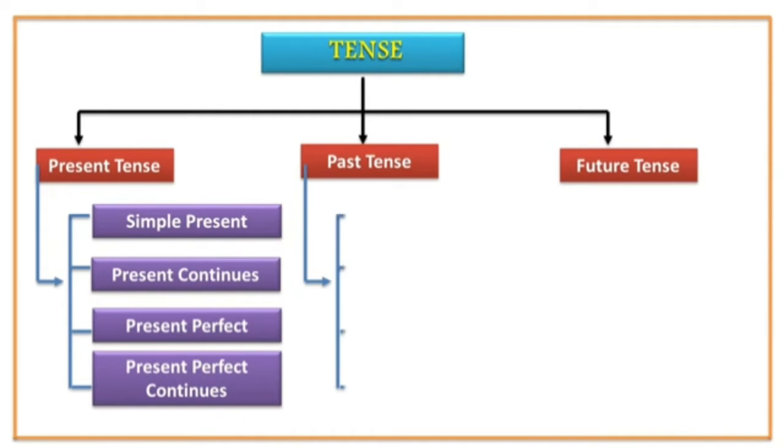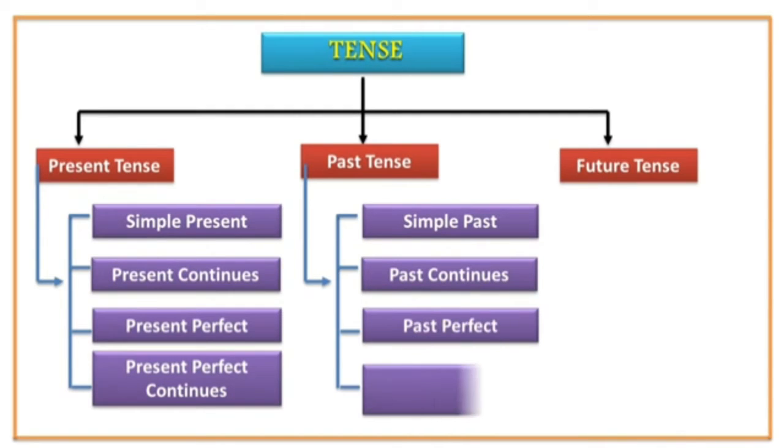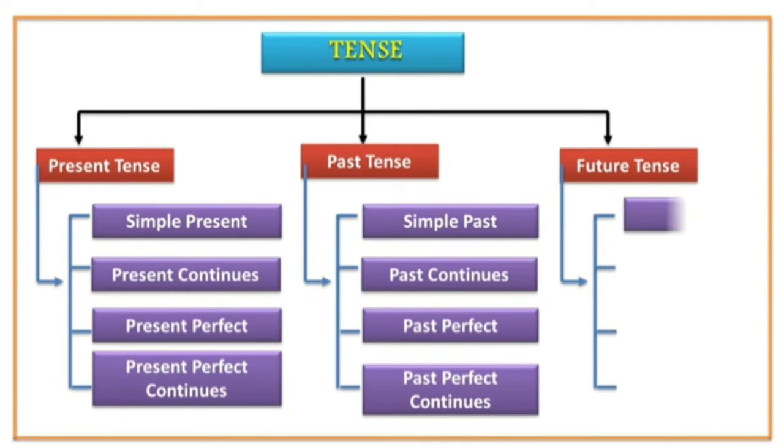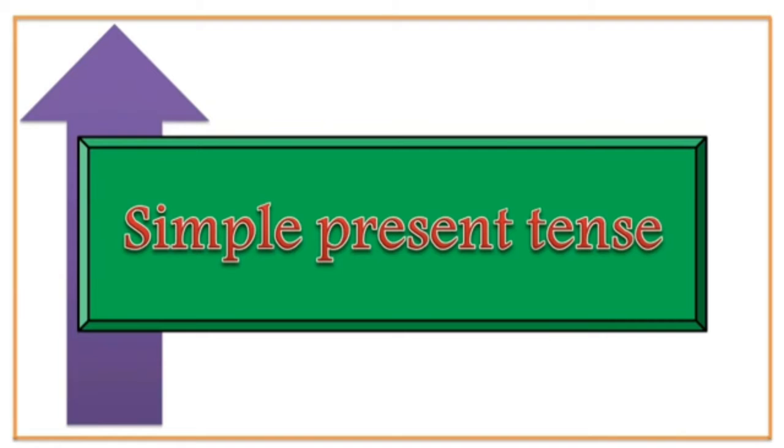The past tense can have four different forms. Simple past, past continuous, past perfect, past perfect continuous. The future tense can have four different forms. They are simple future, future continuous, future perfect and future perfect continuous tense. Now we are going to learn each tense one by one. The first one, simple present tense.